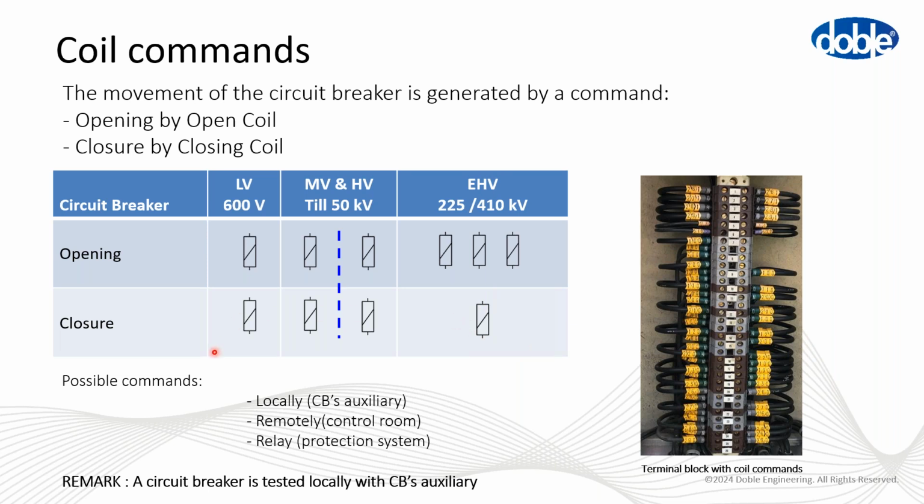The commands can be sent locally, so you have the button to press to open and close the breaker. They can be done remotely in the control room, or usually the CB is opened and closed by the relay, so by the protection system. The auxiliary contacts are instead used to define the position of the circuit breaker. It is information that is given to the relay and to the control room to verify the position of the CB.